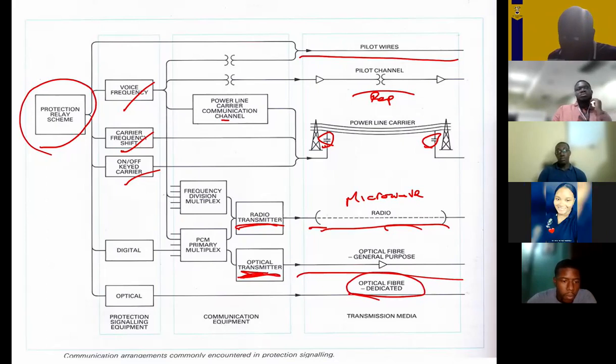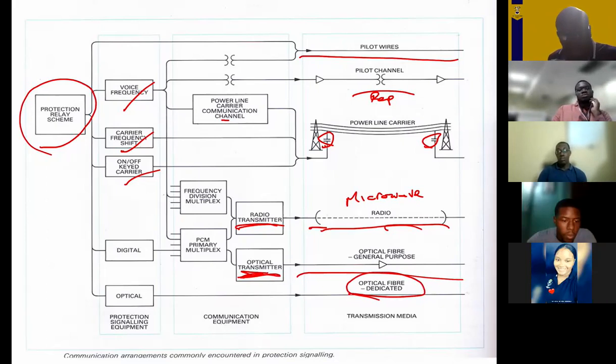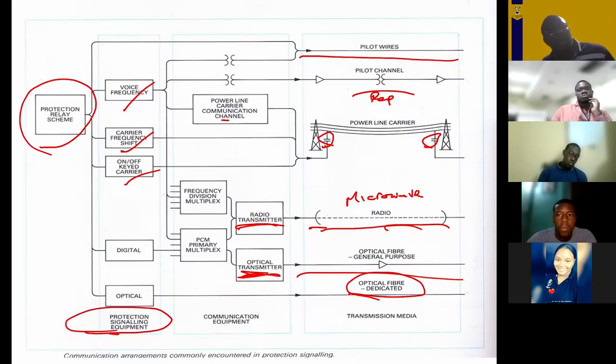Oh, and the other thing I need to point out, I believe this is in the lecture notes. I honestly didn't check before I came here today, but it should be there. So this would be your protection signaling equipment, the relays, based on what we would have looked at. So your distance relay, whatever. So that's the equipment here.